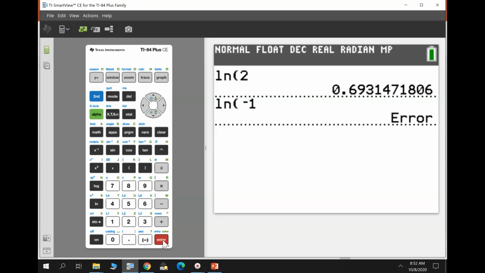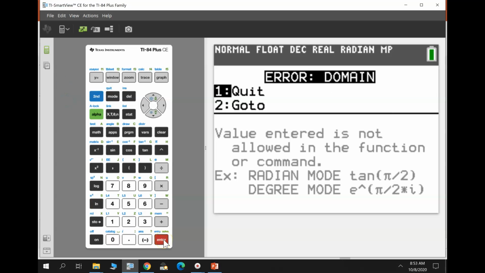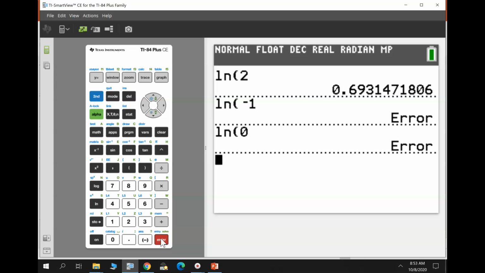What did we say the domain was for a logarithmic? What can you take the log of? You can only take the log of numbers greater than 0. So if you happen to forget that and you try to take the log of a negative number, or you try to take the log of 0, your calculator will make sure you remember that's not possible.